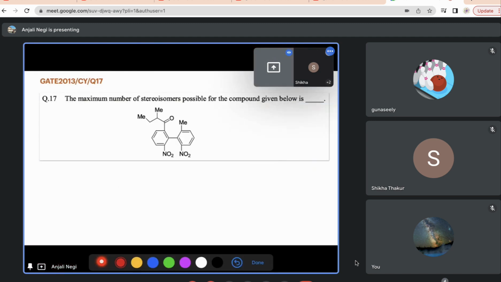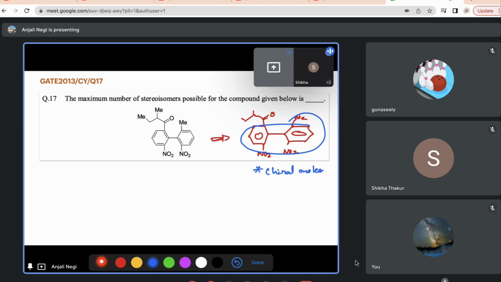Now, this is one. I'm just trying to make it a perpendicular portion. Yeah, so this is NO2. So you can see that this particular biphenyl group is a chiral molecule, or simply we can say it has stereoisomers because of the stereochemistry of biphenyl, as we have just seen. So from here they will have a total of two, correct?